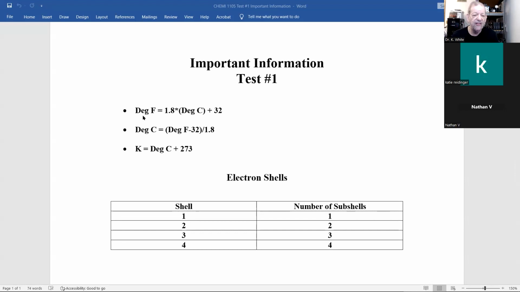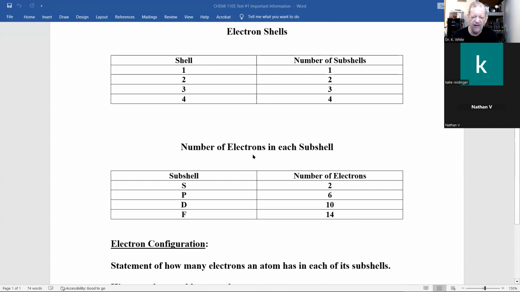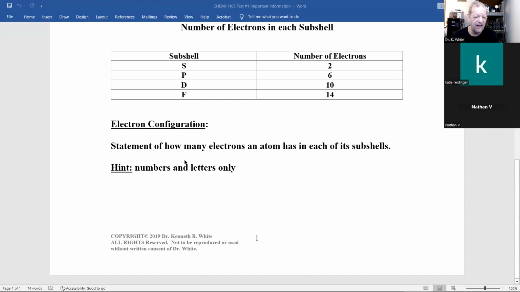I have these formulas, electron shells, this table, the number of electrons in each shell, this table, and a hint, electron configuration, a statement of how many electrons an atom has in each of its subshells. And that in the past, you would have had to memorize. I'm giving it to you. All right, let's begin our review for test number one.